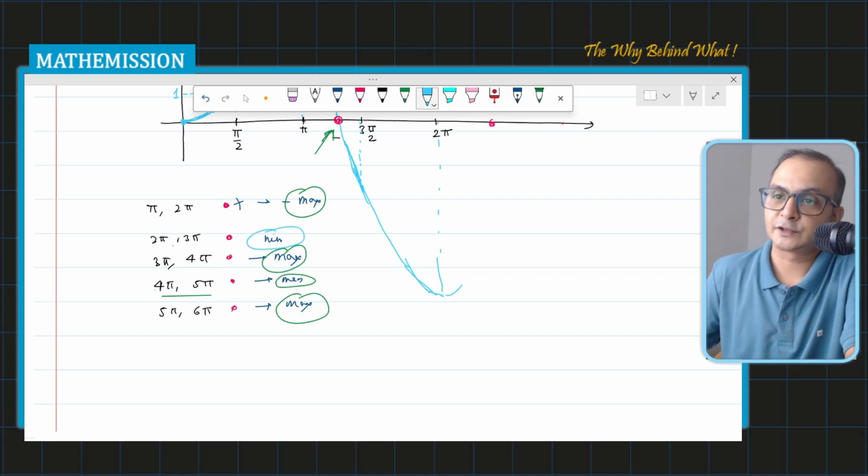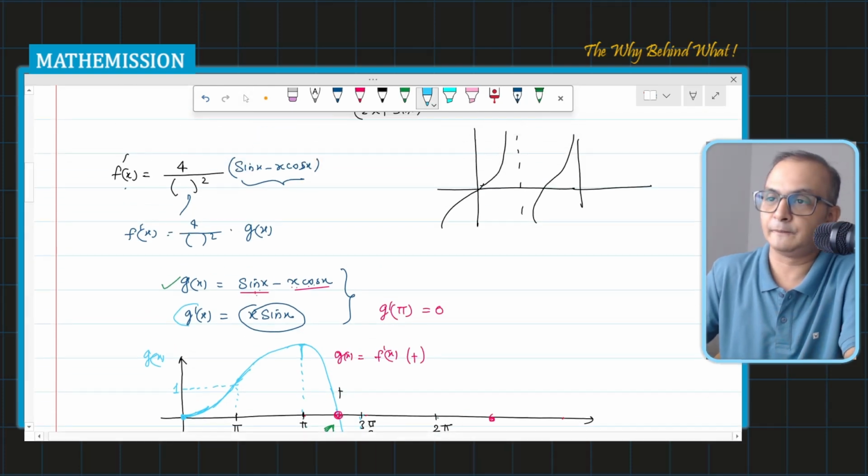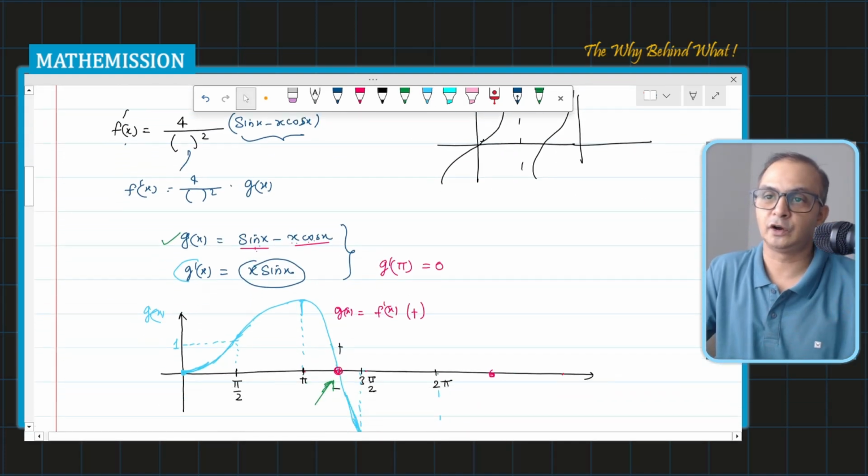All right. So in this way, we can also do this question. I'm not against the solution of this approach, the cos x tan x minus x, but I just wanted to convey my point on this question.